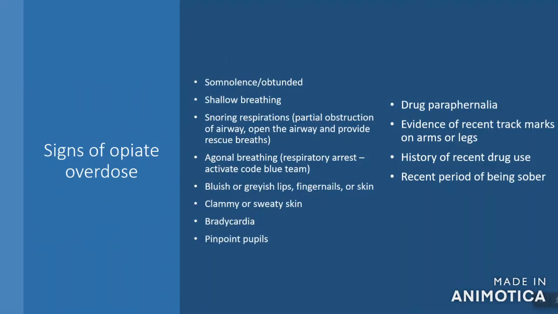So how do you know if an individual is suffering from an overdose of opiates? This is a list of common signs and symptoms. However, there may be other signs and symptoms you may find. Your individual may be somnolent or obtunded, and have shallow breathing. They could have snoring respirations, which is a result of a partial obstruction of the airway. Therefore, you must open the airway and possibly provide rescue breaths.